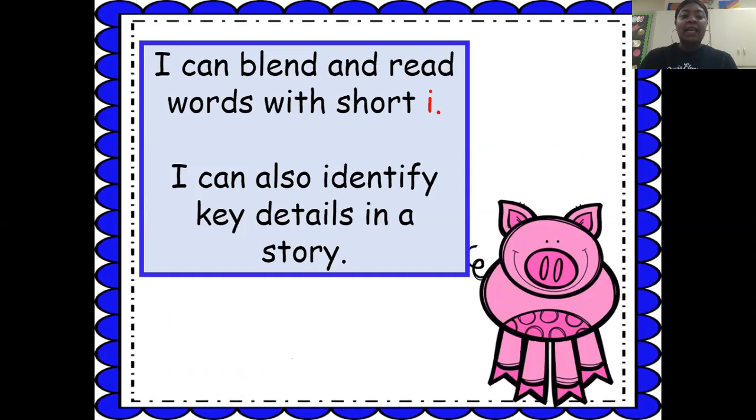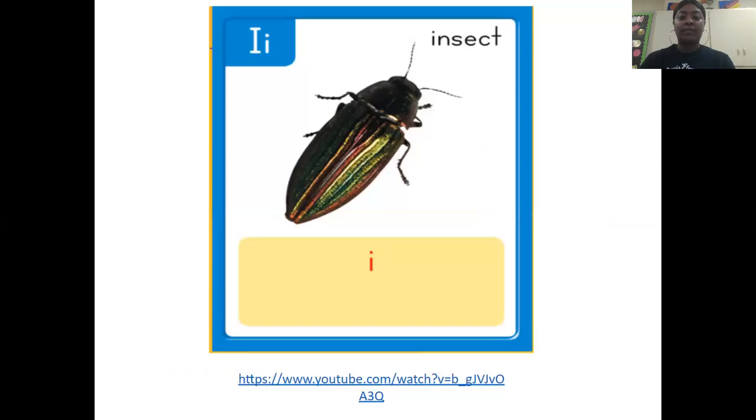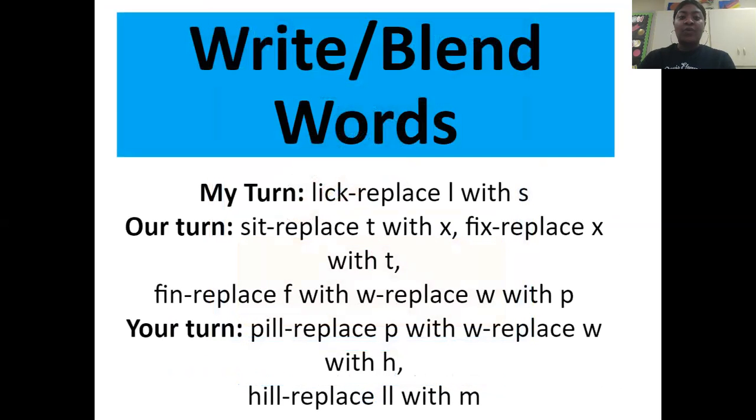All right. I can blend and read words with short I. I can also identify key details in a story. All right, this is the letter I. It's a vowel. It says /i/ as in insect. So what you could do, you could get a board if you have a board at home. If not, you can get a sheet of paper and a pencil, and you could practice writing or just recognizing the words. We'll do it orally.